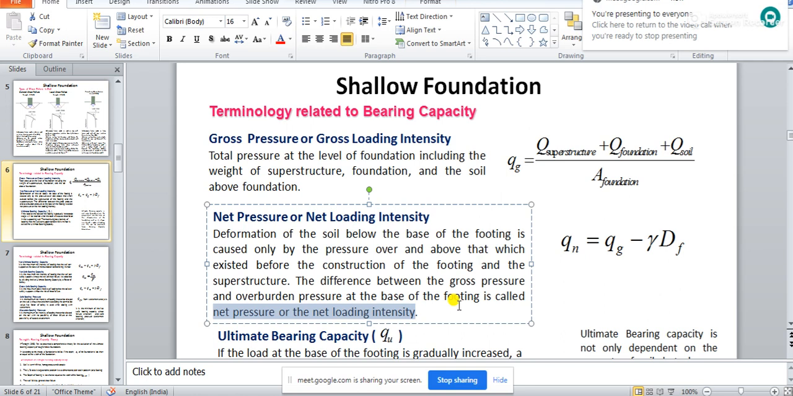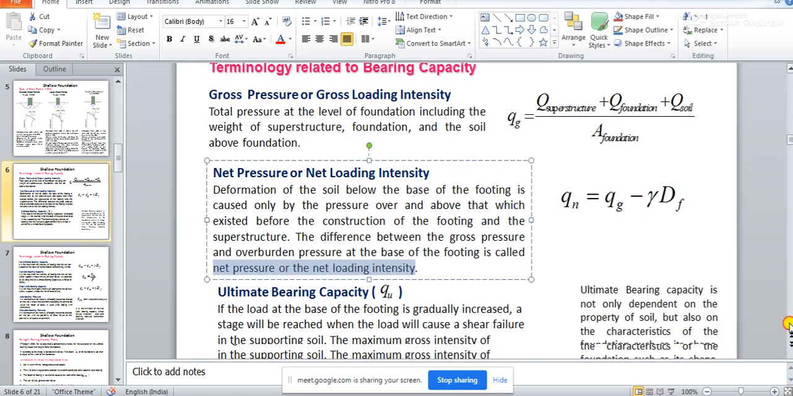So superstructure, foundation, and soil weight divided by the area of the foundation gives you the gross pressure intensity. Now, soil was already existing before the construction of the foundation. So you just subtract the weight of the soil. How do you subtract it? Unit weight of soil multiplied by the depth of the foundation. That is your overburden pressure. You subtract it from the gross pressure, and you get the net pressure or net loading intensity.